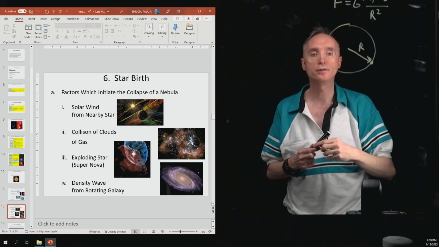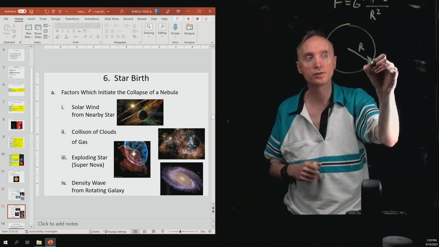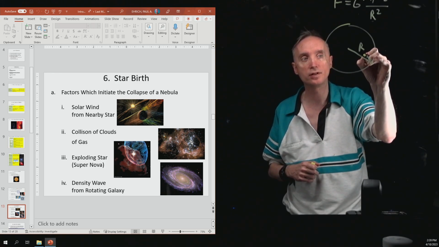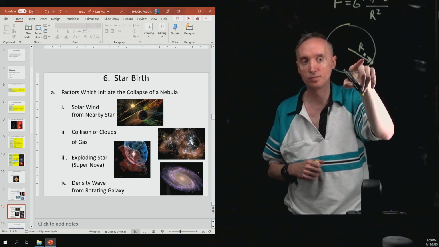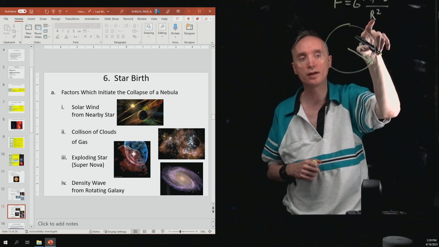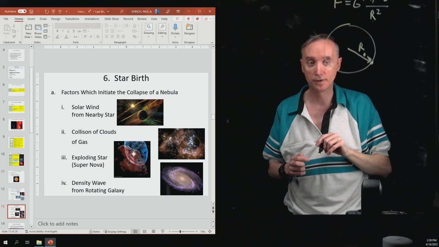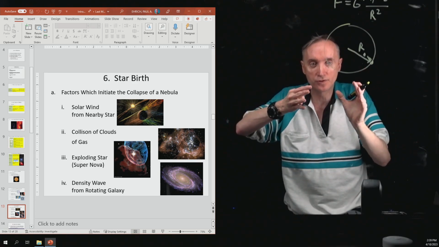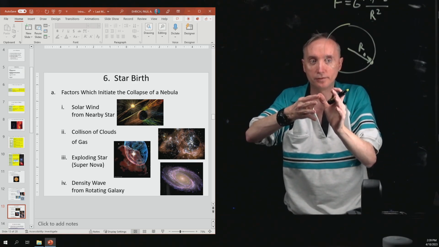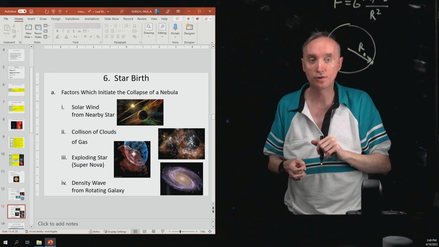So what would happen if this thing gets a little bit of help so that this particle now moves to here? Do you notice that the radius gets smaller? So what happens if you put a smaller r into the denominator of a fraction? What comes out? Something that is bigger. So if we can get this cloud to collapse just a little bit, the force of gravity acting on the cloud is going to increase.